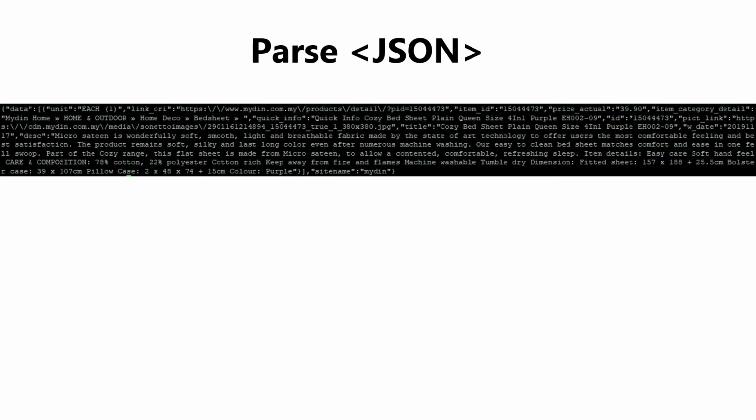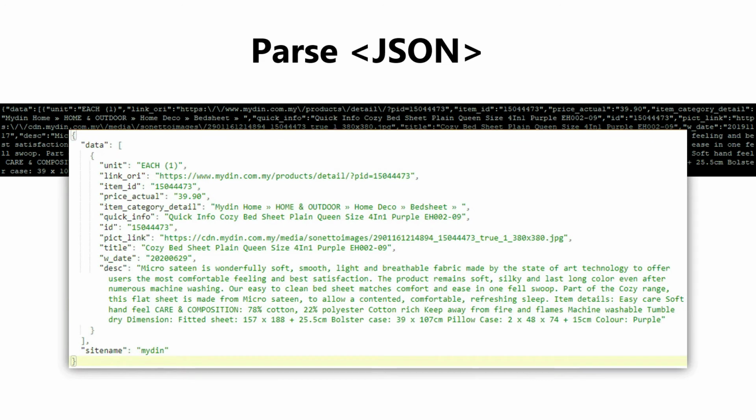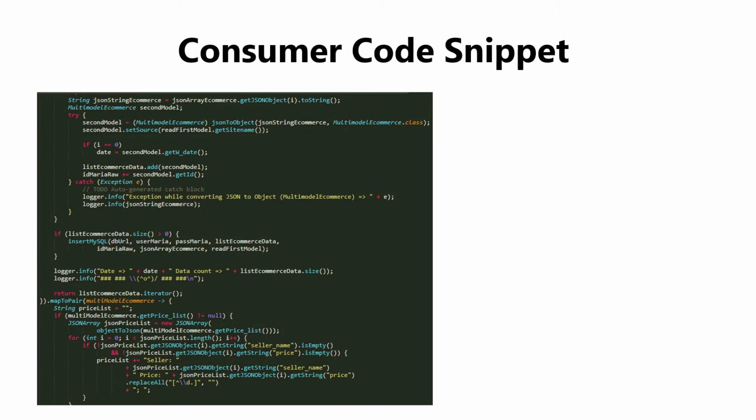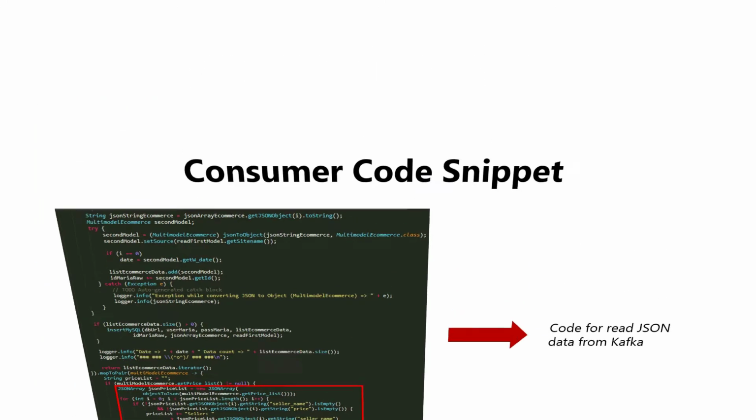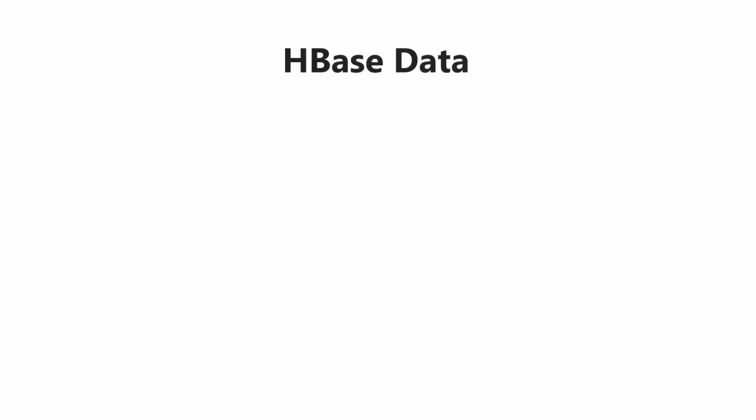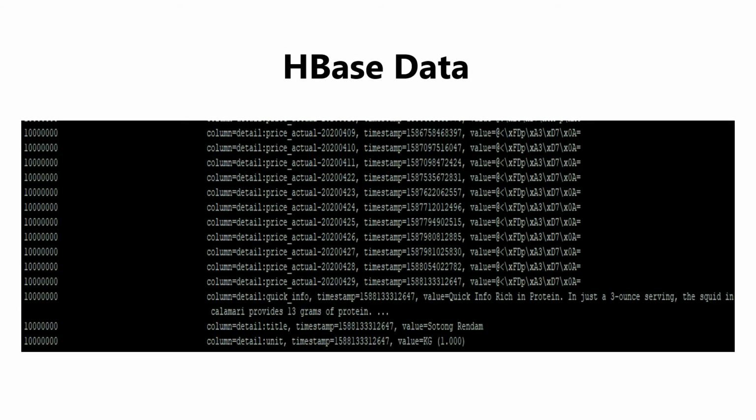This is the JSON result from parser engine, which will be sent to Kafka. It will include most of details, including site name. This is the snippet code for consumer. It will parse JSON data from Kafka and then map it into HBase tables. This is the data stored at HBase table, which has columnar model. For price, we use detail, price dash date.